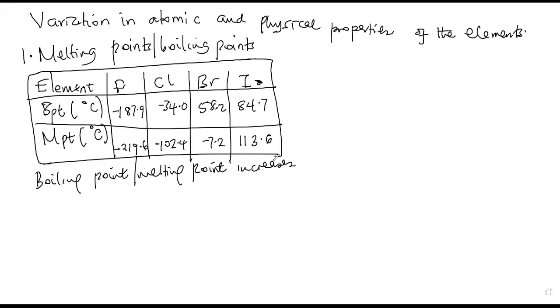So it increases from fluorine to iodine. Tell me why? Simply because, from fluorine to iodine, the atomic number increases. When the atomic number increases, the molecular size and the molecular mass also increase, increasing the magnitude of the van der Waals forces of attraction holding the molecules. And thus the energy required to break these forces increases from fluorine to iodine.